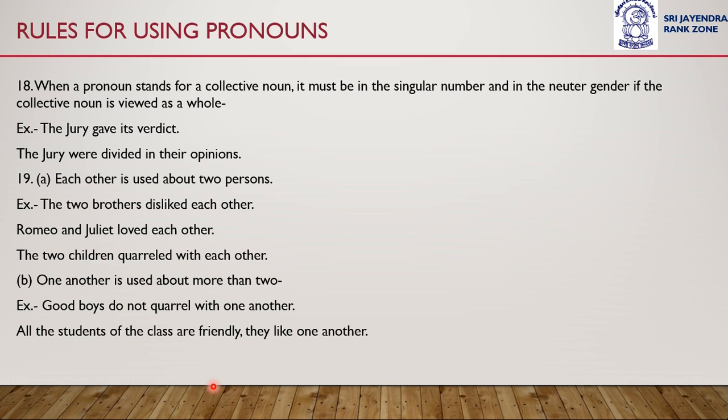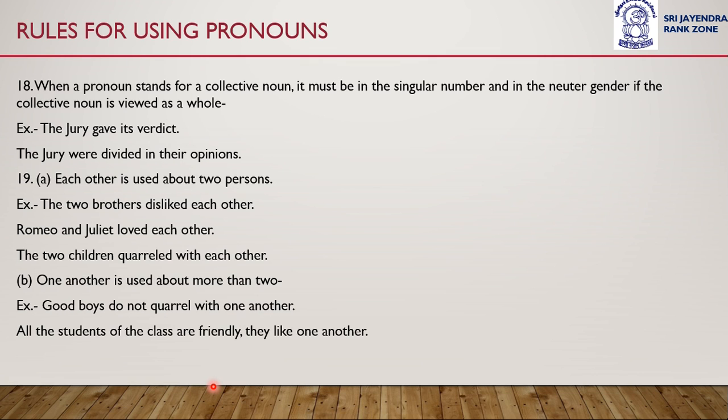Rule number 19. Each other is used about two persons. Two brothers disliked each other. Romeo and Juliet loved each other. So each other is used about two persons only. The two children quarreled with each other is one of the examples. Alright. One another is used about more than two. So each other is used for two persons and one another is used for more than two persons.